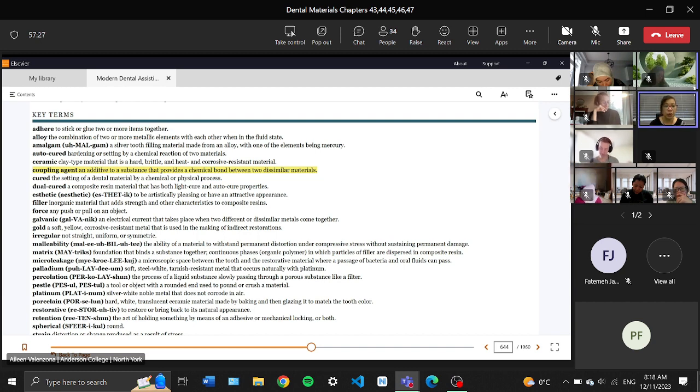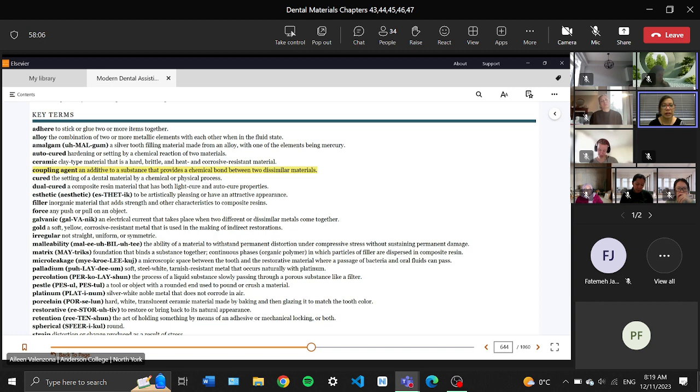Okay. Dual cured, a composite resin material that has both light cure and auto cure properties. So the dual cure, okay, when we mix them together, remember once you mix the two materials together, they will start hardening, right? But the dual cure, yes, you mix two different materials, they start to harden, but they will not harden very, very hard, or they will not set until we cure them. They're still soft, until we cure them.